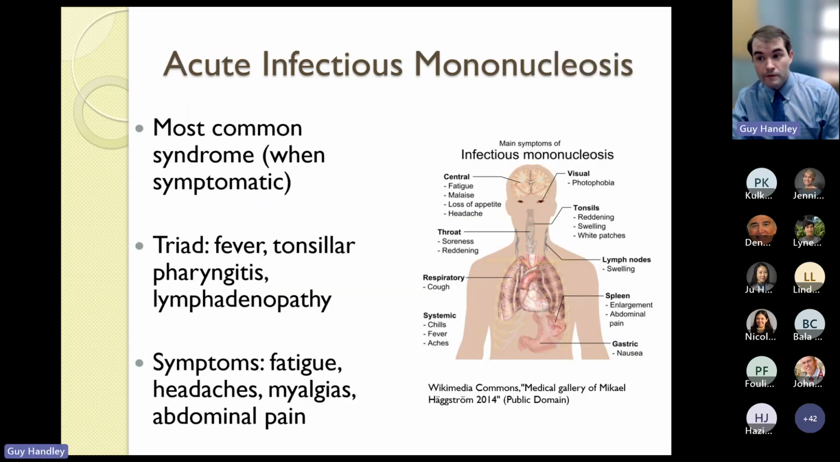In terms of acute infectious mononucleosis, we talked about how it's the most common syndrome when patients have symptoms, although most people have no symptoms at all. The triad is fever, tonsillar pharyngitis, and lymphadenopathy. This was actually discovered when a lab tech working on the virus in the 60s developed acute mononucleosis symptoms. It can really affect any organ system in the body, though. Other common symptoms are fatigue, headaches, myalgias, and abdominal pain.